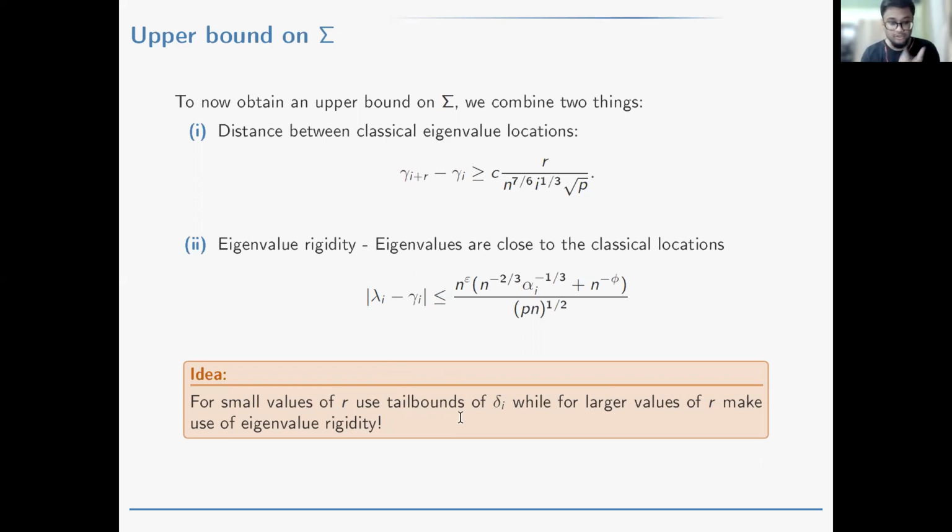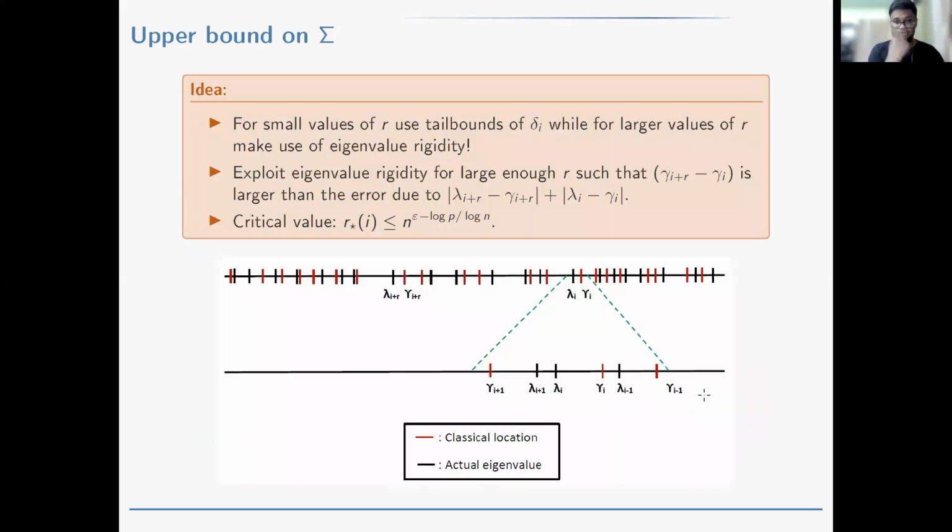So what you do is you look at the microscopic statistics, where you have the tail bounds for these delta i's at the microscopic level. You use this for eigenvalues that are very close to each other, while for eigenvalues that are far apart, you make use of eigenvalue rigidity. What eigenvalue rigidity tells you is that if you go to large enough R, that is, eigenvalues that are far apart, you can pretty well replace the actual eigenvalue gaps with the classical eigenvalue gaps, right? You remember this diagram I showed, which I'll show you in a little while. So basically, that's the idea.